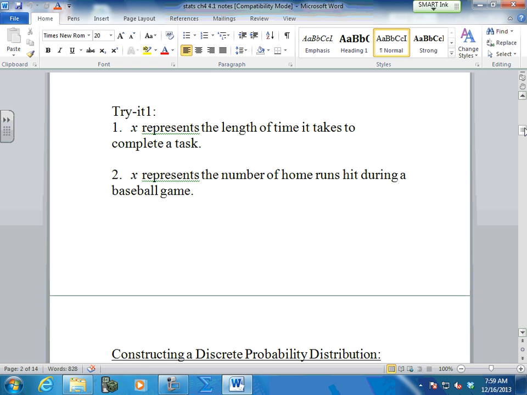All right. Okay, if X represents a length of time to complete a task, is that continuous or discrete? Discrete. Oh, wait. Thank you, Anthony. Continuous.